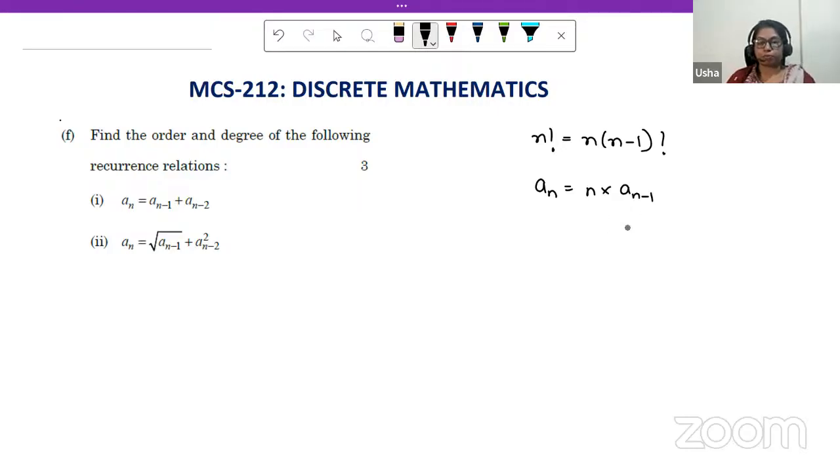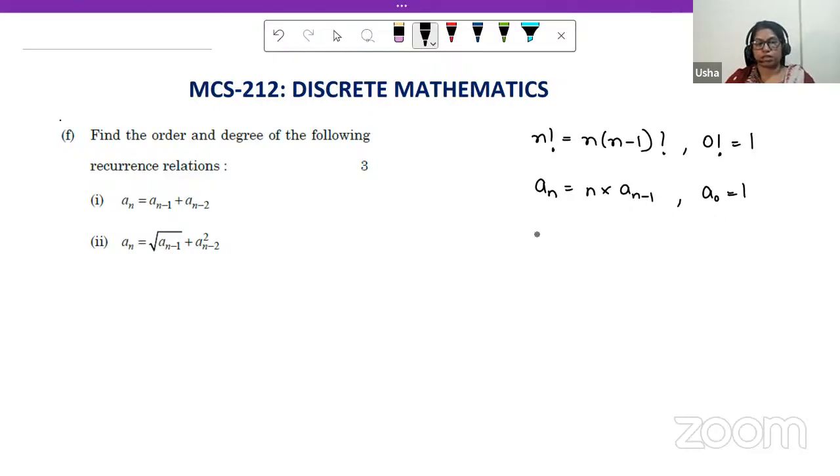Hope this is clear. Fibonacci series, you know. For all these recursive definitions, there has to be an initial condition. In this case, 0 factorial is 1. That is the initial condition. So when you write it in recursive definition, you will write a_0 equals 1.